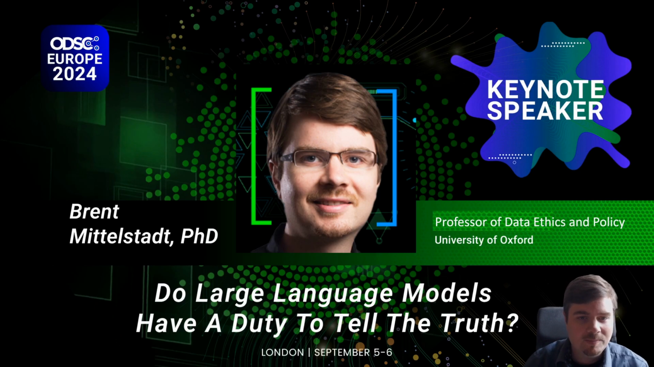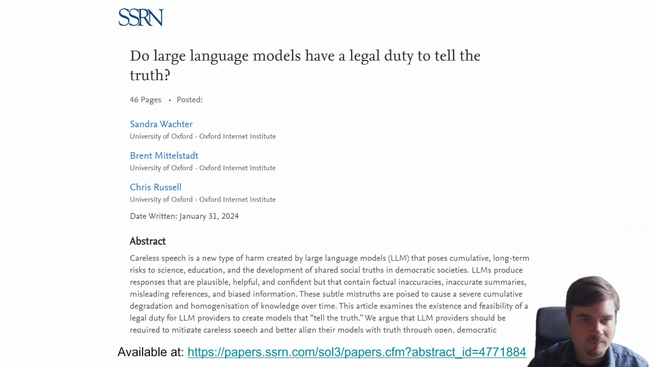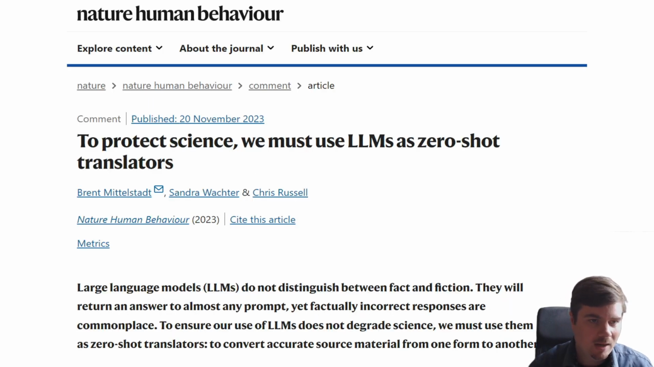So this talk today is based on a couple of recent papers that I published. One which recently came out in Royal Society Open Science called Do Large Language Models Have a Legal Duty to Tell the Truth? And the second, which came out last year in Nature Human Behavior, called To Protect Science, We Must Use Language Models as Zero-Shot Translators.